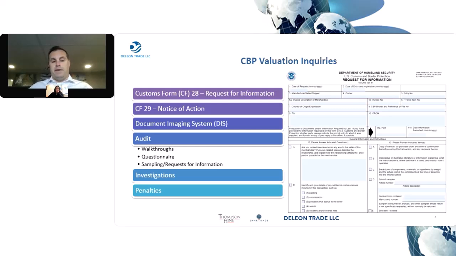Also see this big ramp up in investigations, not necessarily just in valuation, but in general. CBP has come out and said they're doing more investigations. I've had clients in an industry where I've had 5 clients get contacted and be under investigation in the same week in an industry. So CBP is really ramping up that effort. And then the penalty side, valuation is a key aspect in determining appropriate penalties if CBP goes that route.